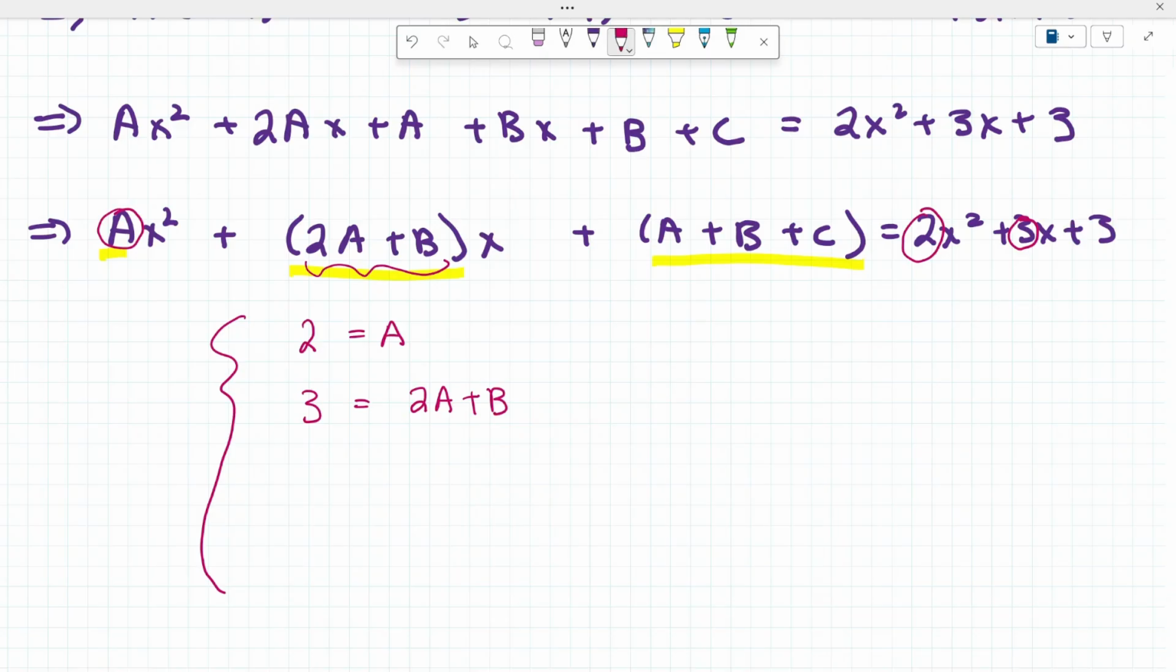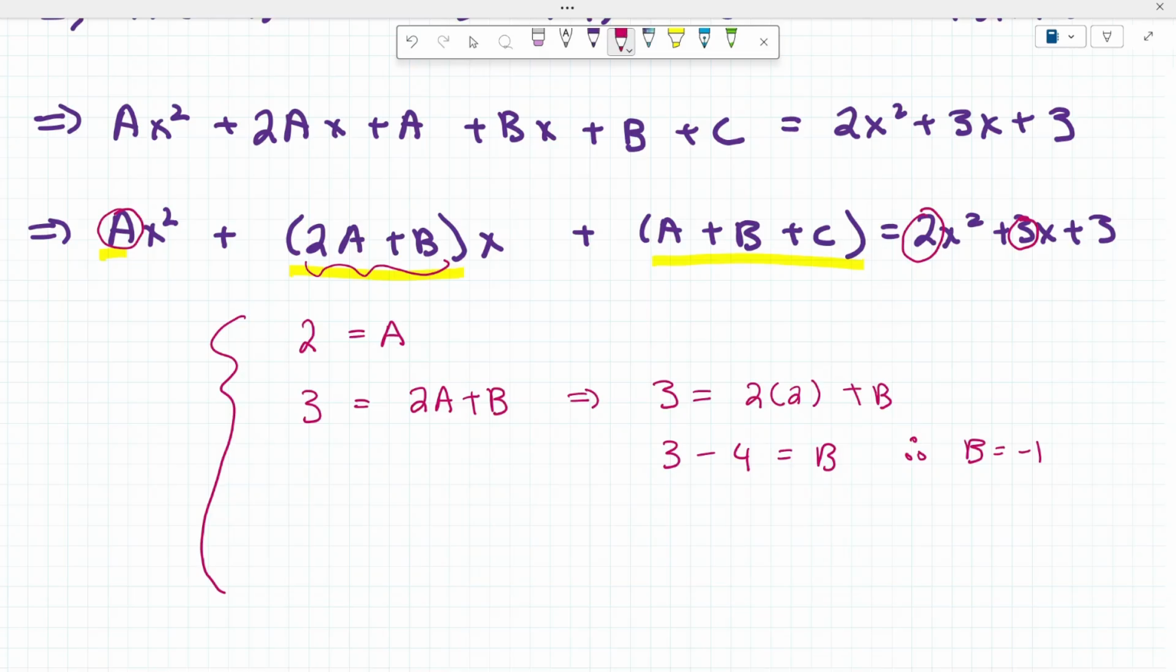And so we know that 2 equals a, so we can solve that. So 3 equals 2 times 2 plus b. So that means that 3 minus 4 equals b. Therefore, b equals -1.